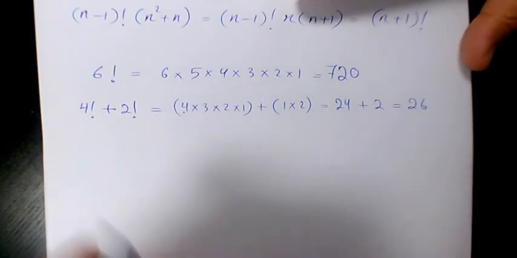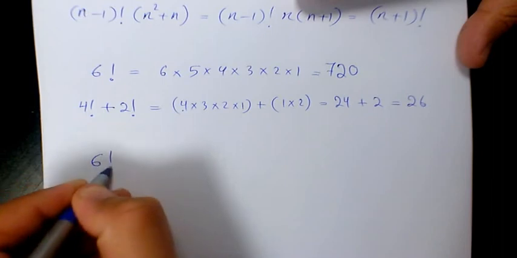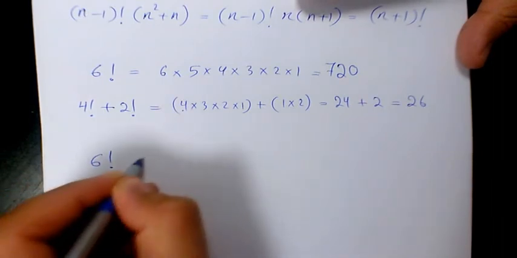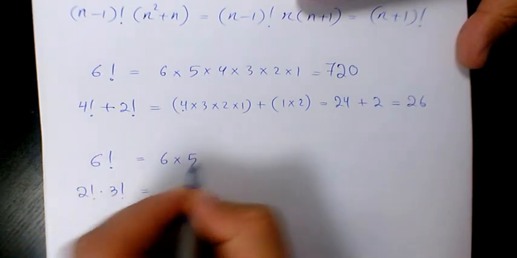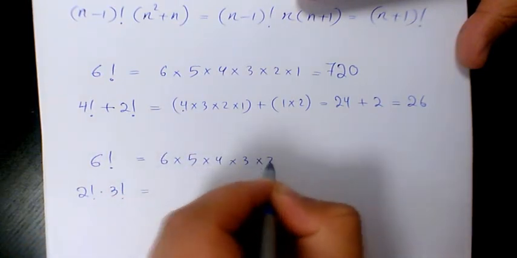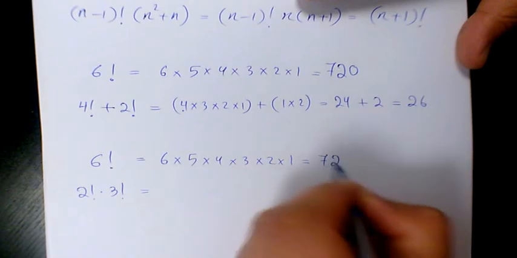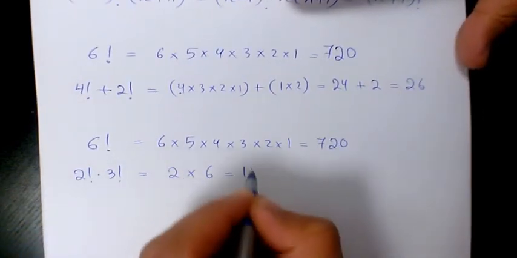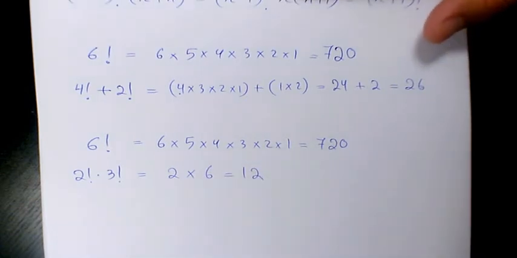Another one I can say, 6 factorial is different from 2 factorial times 3 factorial. 6 factorial is 6 times 5 times 4 times 3 times 2 times 1, as you saw in the previous example. 2 factorial is 2, 3 factorial is 6, so it's going to be 12. As you see here, they are totally different.